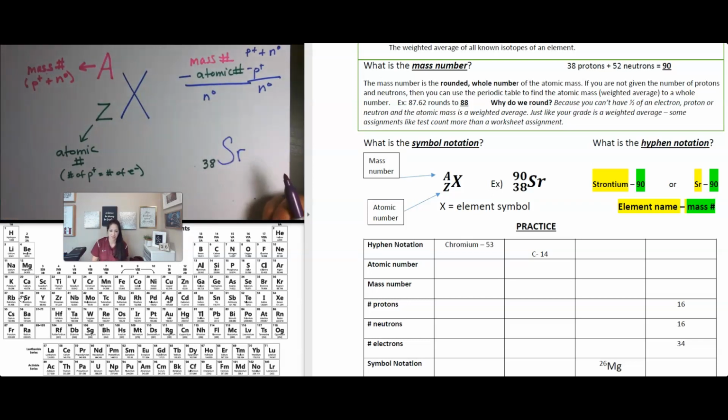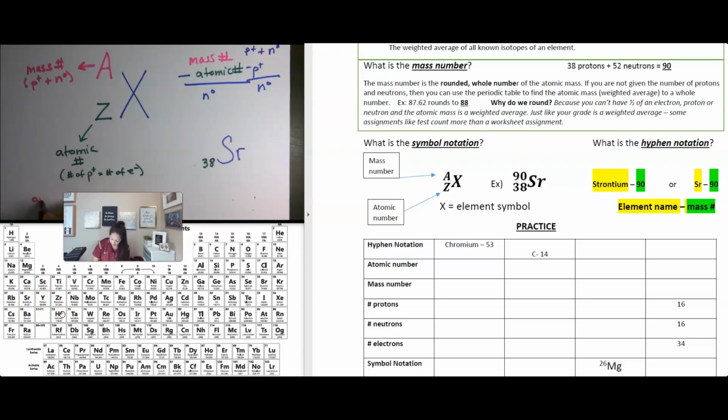The mass number is going to be found by going to the periodic table, and you're going to round that number to a whole number. Notice that this one is telling us that it's 90, but on the periodic table it says 87.62.